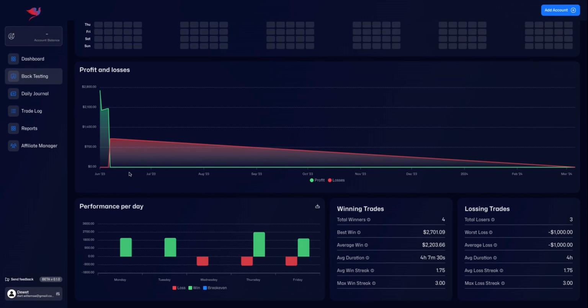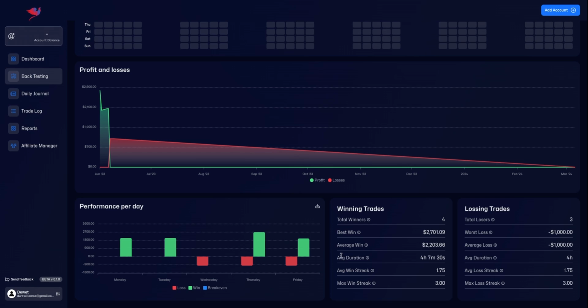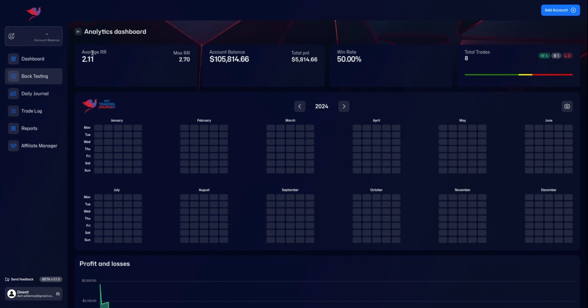So here we have the months. Monday we made 2%. Tuesday we made 2%, then a loss, and then we made 2.7%, a loss, and a win on a Friday. So all in all, great. Best win 2.7, average win, average duration, win streak 1.75, max win streak 3 days, 3 in a row. Worst loss, average loss. So it's a very small sample size, but you kind of get the gist of what we're able to see here. It's relatively informative.